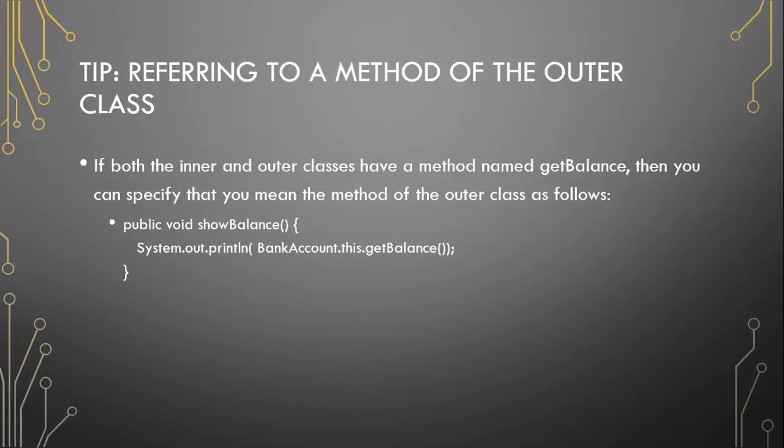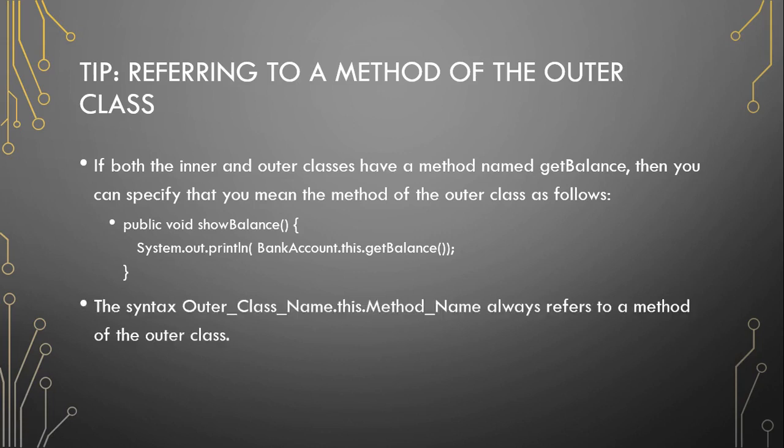Now, if both the inner and outer classes have a method named get balance, then you can specify what you mean the method of the outer class. So, for example, as follows: public void show balance is now print line bank account dot this dot get balance. Now, the syntax outer class name dot this dot method name always refers to a method of the outer class. Right? So, if in the rare occasion you had a method that was shared between both your inner and outer class and they do something different, you can use this approach to help specify which method exactly you are trying to call.